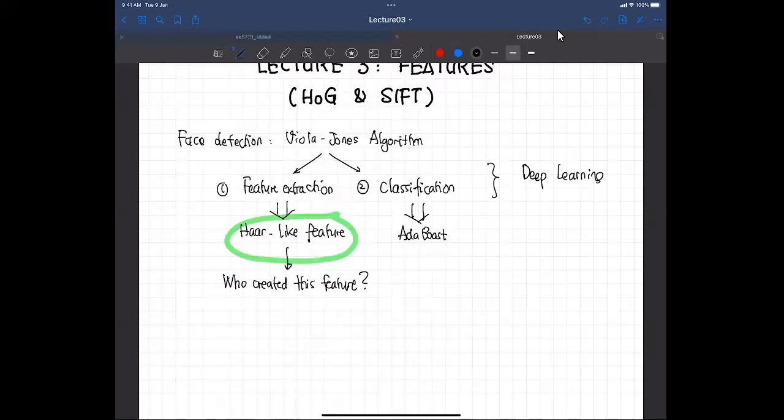Any questions here? But again, in deep learning, you always have these two kinds of modules. One is dedicated to feature extraction, and the other is dedicated to classification.